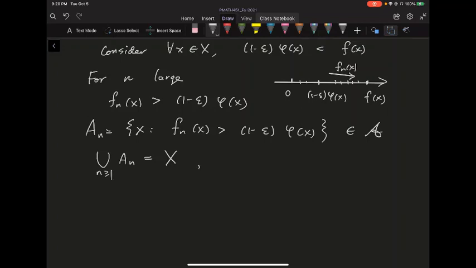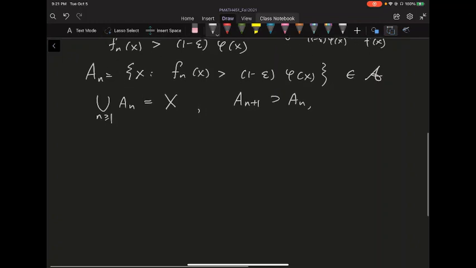And again, because fn of x is increasing, you also have that A(n+1) contains An. If your fn of x is already greater than the right-hand side, then f(n+1) will be even bigger. So A(n+1) will contain An. So you really have an increasing chain.